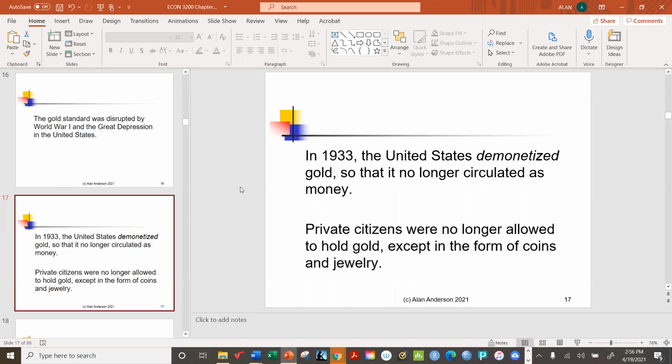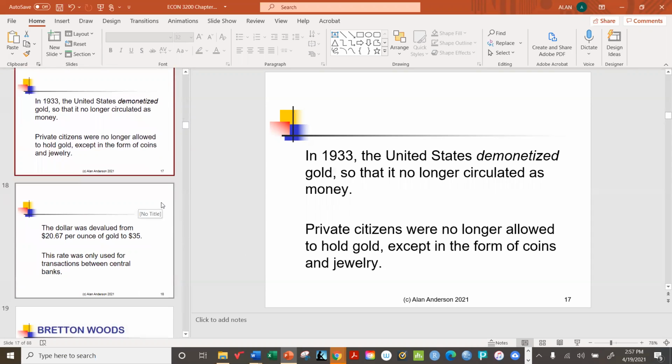It not only did not circulate as money, but for a while there, it was actually illegal for American citizens to own gold, except for coins and jewelry. In other words, you couldn't own gold bars. They wanted to take it all out of circulation to make sure that people were using paper money. And so the point of it is that the gold standard couldn't work under the circumstances. And what they wanted to do is switch over to paper money, which we've had ever since.